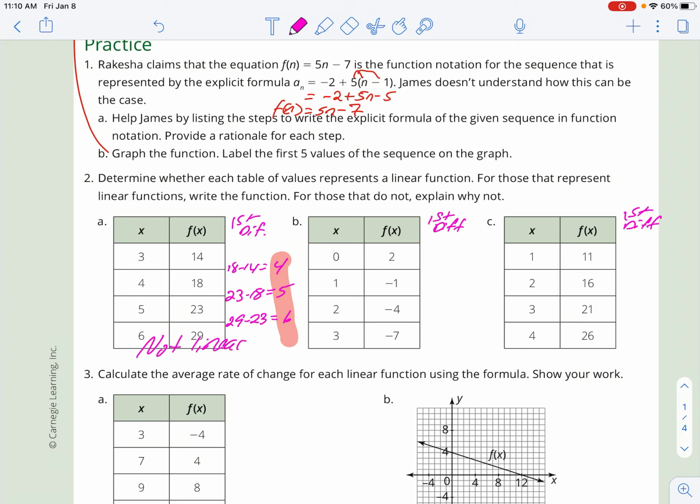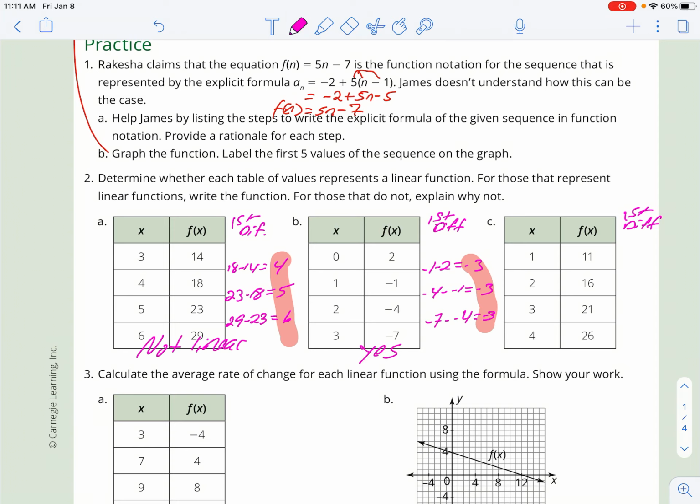Letter B, from 2 to -1, I drop down 3. So I need to see a -3 for all those. From -1 to -4, I drop down 3. And -4 to -7, I drop down 3. So that is consistent. They're all -3. So then that is a linear function.